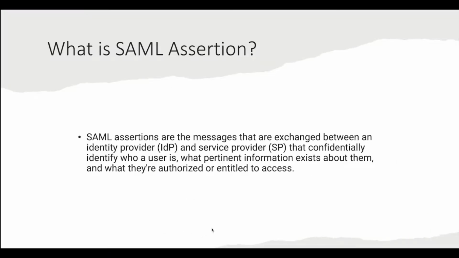Before we go further, we need to really understand the meaning of SAML assertion. A SAML assertion is a message that is exchanged between the identity provider and the service provider that confidentially identifies who a user is, what pertinent information exists about them, and what they are authorized or entitled to access. So what it means is that the message will be exchanged between the identity provider where you enter username and password, and the service provider, the application that you intend to use. That tells whether the user is a genuine user or not.